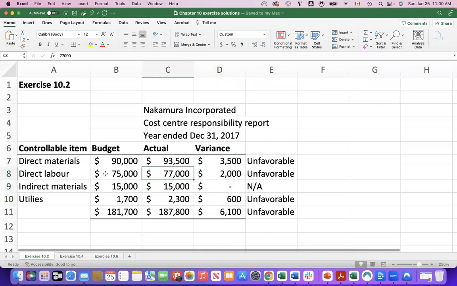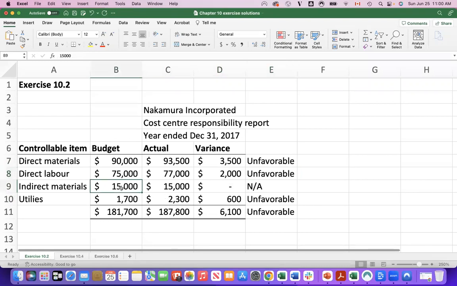For direct labor, similar approach. They had budgeted $75,000 to spend on direct labor. They actually spent $77,000 on labor, so they spent $2,000 more than anticipated. So that's where that $2,000 variance comes into play. And obviously, we're going to label that as an unfavorable variance as well.